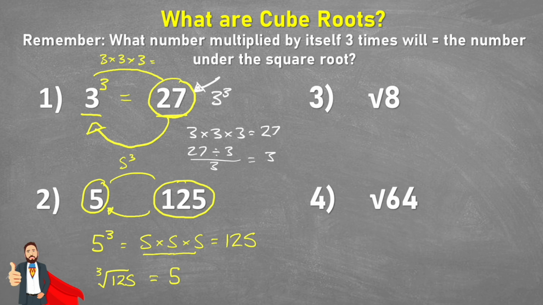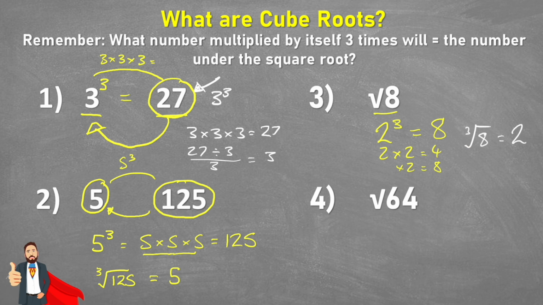we have the number 8 and we have the number 64. So let's have a look at number 8 to start with. What we're asking is, what number, when multiplied 3 times, will give us the number 8? Well, in this case, the number 2. If we have 2 and we cube it, we're going to get the number 8, because 2 times 2 is 4, times 2 is 8. Therefore, the cube root of 8 is 2.